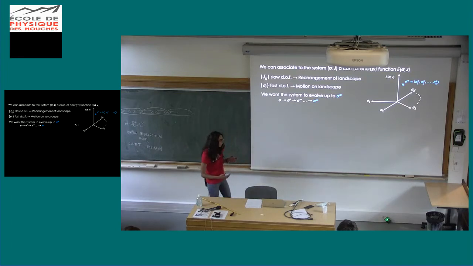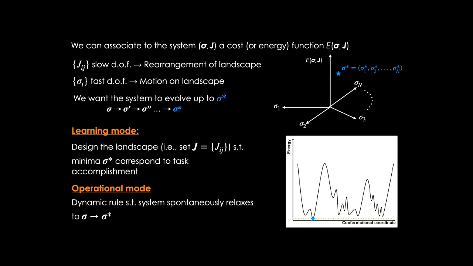And we have to think that these two variables have different time scales. The evolution of the J's is very slow, so we can think of it as a rearrangement of the landscape, while the sigma are fast, so the evolution of the sigma is like motion on this landscape. And we can think of the correct output of the network as a configuration in this phase space that we can call sigma star.